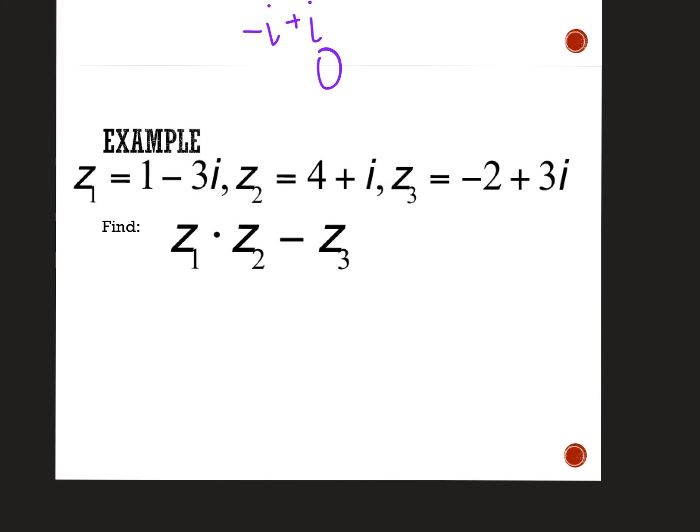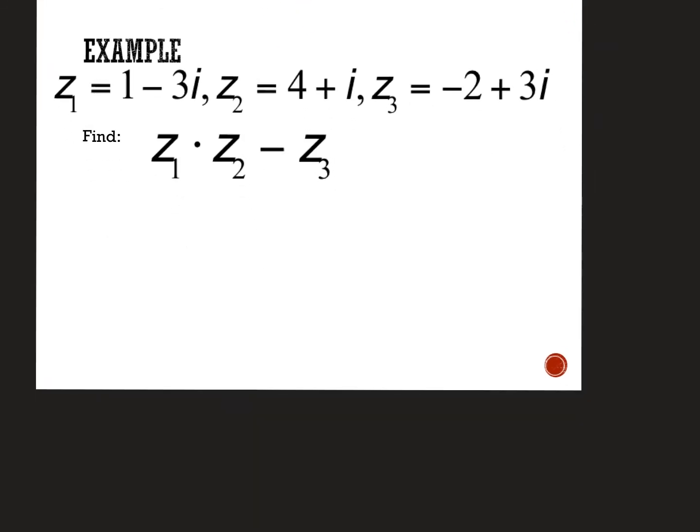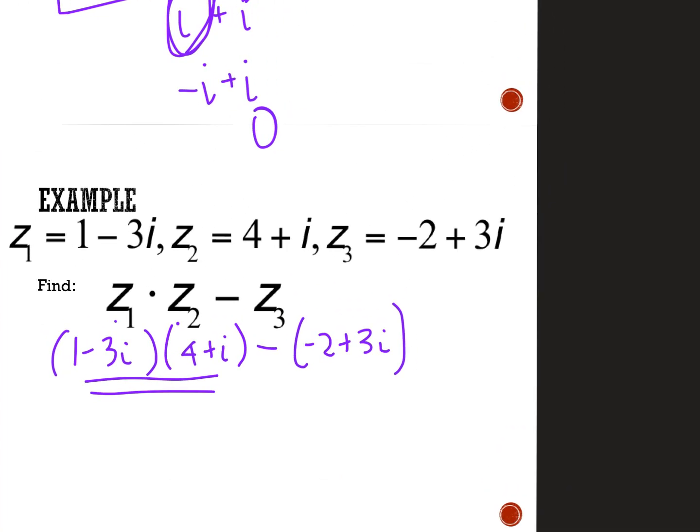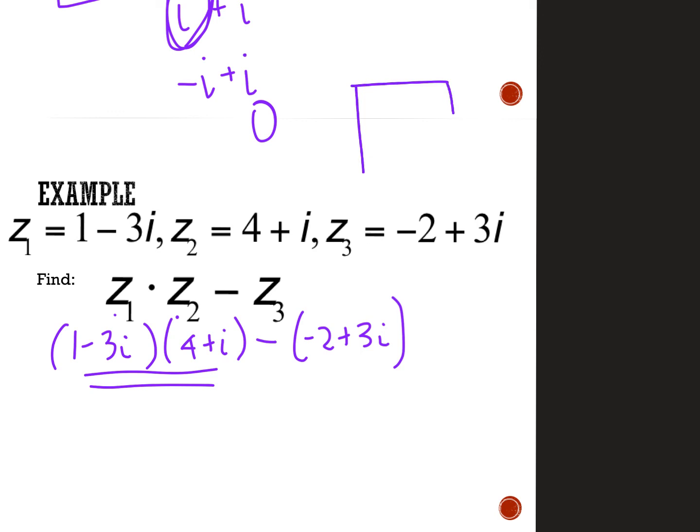Okay, so let's see. Sometimes your problems will be given like this. So what this is asking you to do is to multiply the first 2 complex numbers and then subtract the third. So let me fill in what I've got. 1 minus 3i. The second complex number is 4 plus i. And then I'm subtracting from that -2 plus 3i. Now you know order of operations, so you know that you have to do the multiplication first. So this multiplication I'm going to do, I need some room. So I'm going to squeeze it in up here. I'm going to do it with a box.